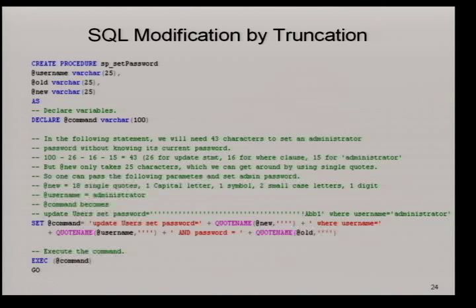Let's say we know the existence of any user account in the app. Let's say we know the existence of the administrator account in the app. Because QUOTENAME is going to add the delimiters in the beginning and in the end, single quote, administrator, single quote, it consumes 15 characters. Now we need 100 minus 26 minus 16 minus 15, 43 characters, so that we could truncate the command right after where username equals to administrator.